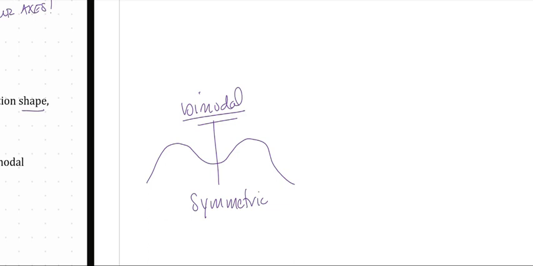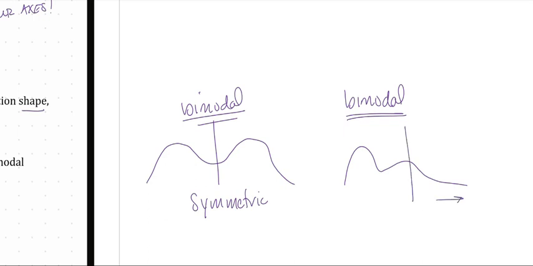We could think about bimodal, but right skewed. So that might be something like this. So I still have that long right tail, but if I fold it in half, those two sides, the left side and the right side, don't match. And I could also have a bimodal and left skewed distribution.